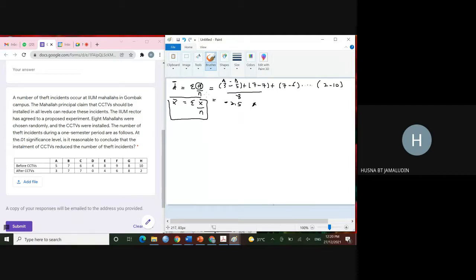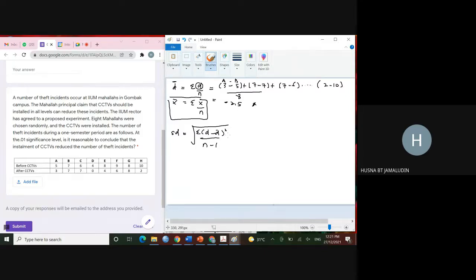What else? After d bar, you have to compute the standard deviation of the difference. This is like our standard deviation, but we are talking about the difference. What is the formula? You have the square root of the summation of d minus d bar squared over n minus 1. If you erase this d, our normal standard deviation is just the summation of x minus x bar squared over n minus 1. They are the same, but here your observation, instead of x, is d.